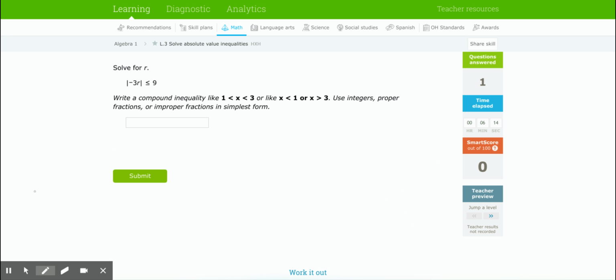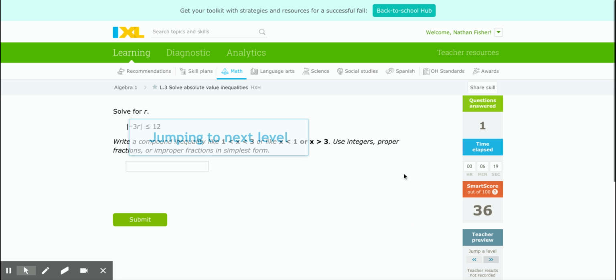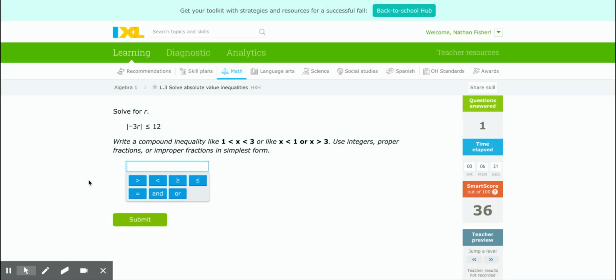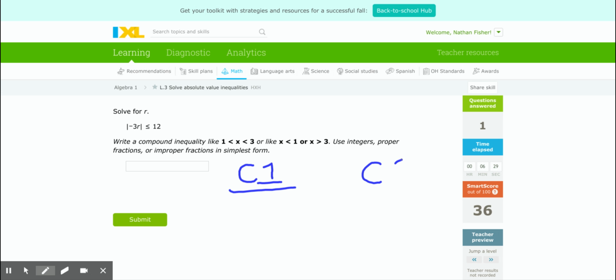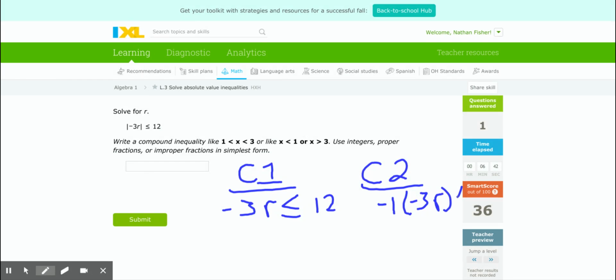Let's take a look at another one then. Since we've already technically answered one, just got to be careful with the variable. Let's skip ahead a little bit. Let's try something like this. So case 1, I'm just going to put C1, and case 2, I'm just going to put C2. I would have -3 times R less than or equal to 12. The other one, I'm going to have a -1 times everything. Oh, I'm running out of space.